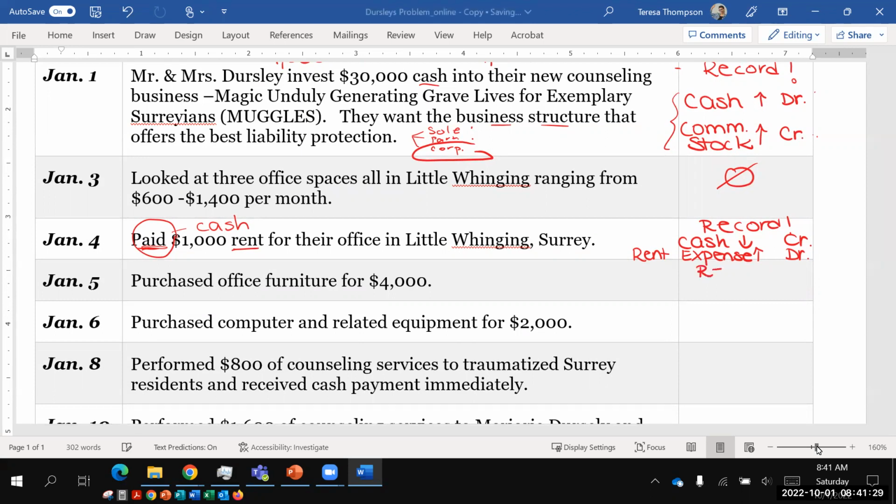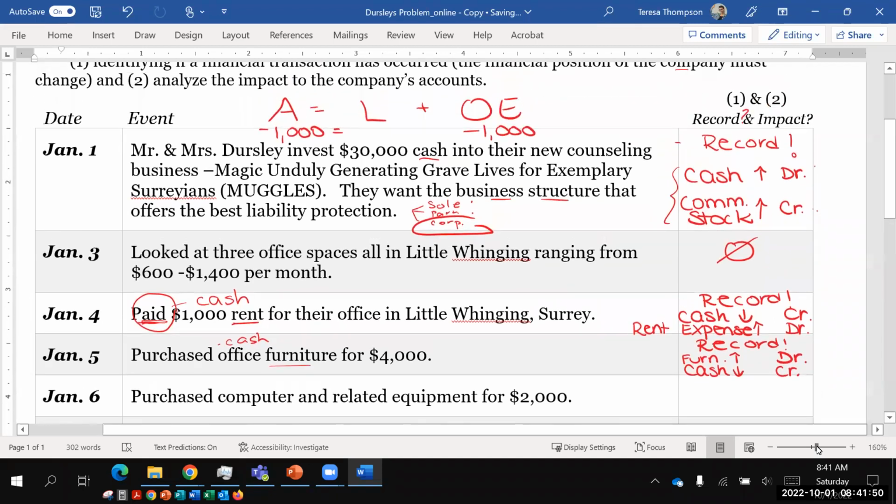We purchased office furniture. Yeah, we got to record that. So furniture and assets will increase. Assets increase with the debit. Again, it just says purchased, doesn't say on account, so you assume that purchase happened with cash. Cash is going to go down. To decrease cash, you use a credit entry.